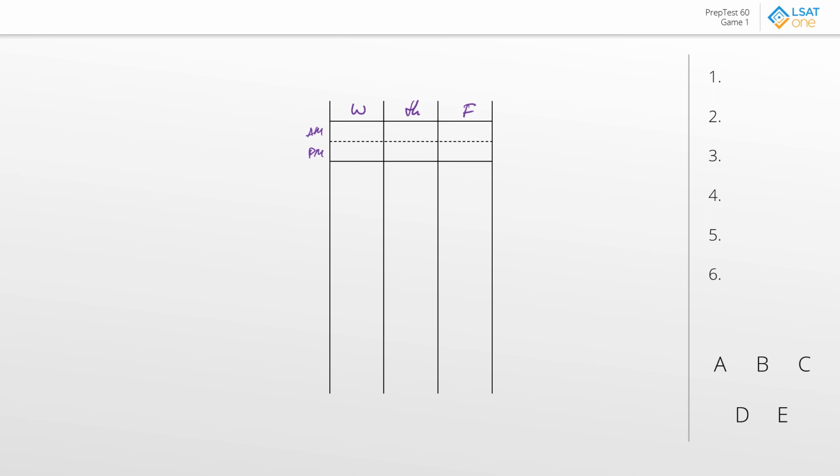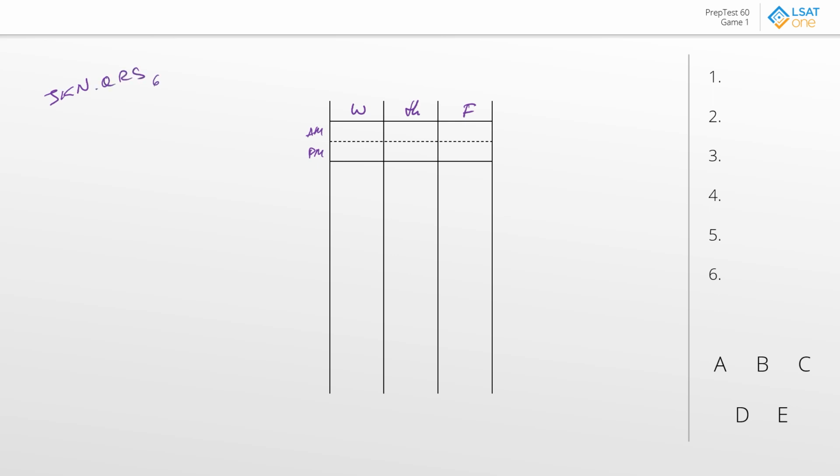So if you want to look at all of the morning sessions, you can just look across here. If you want to look at all the afternoon sessions, you look across there. And that helps organize information to a degree. So from there, we have the elements. We've got J, K, N, and then we have Q, R, and S.